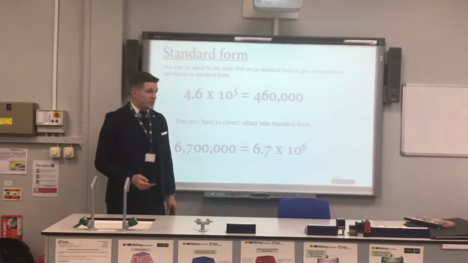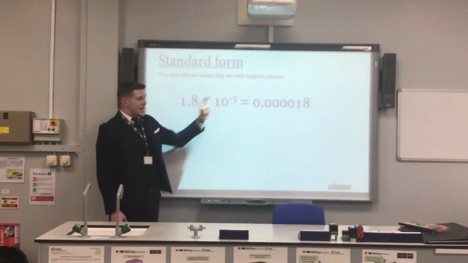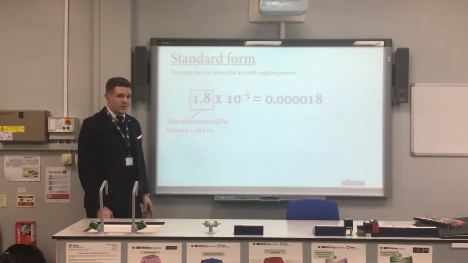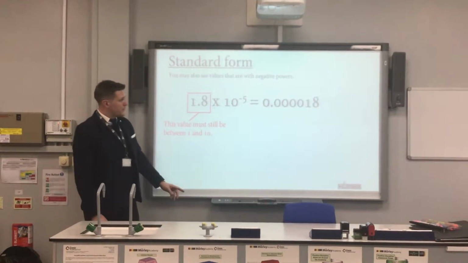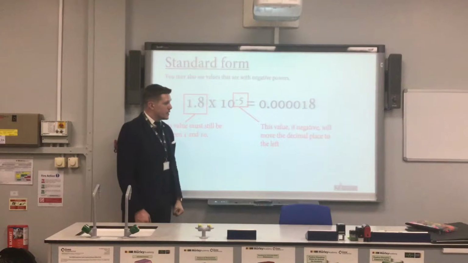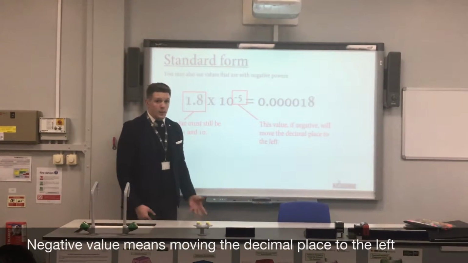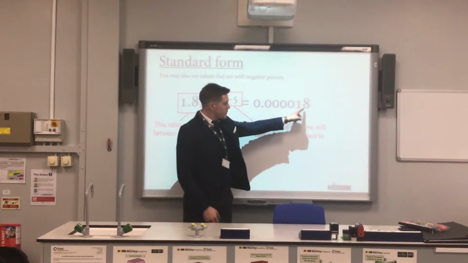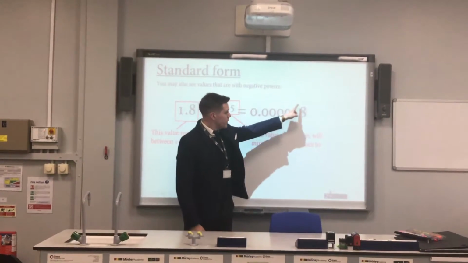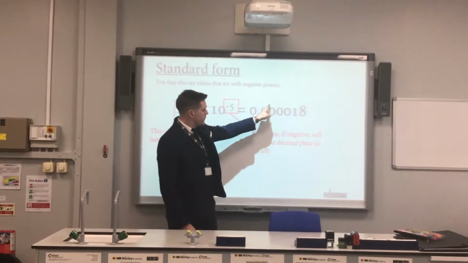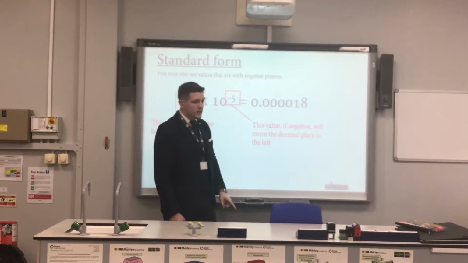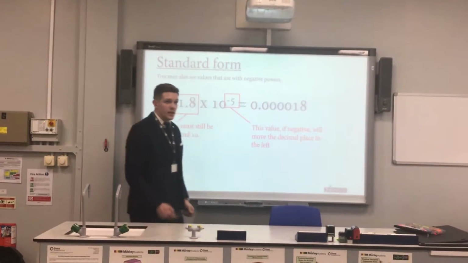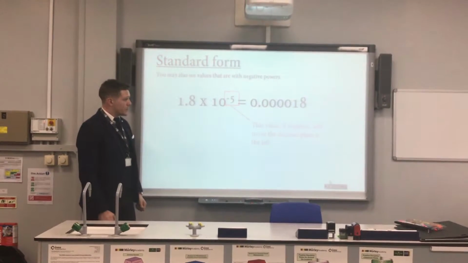This can change ever so slightly if we have negative powers. So, the same rule applies with our value. It still must be between 1 and 10, hence 1.8. But with a negative value here, we're moving our decimal place the opposite direction. We're moving it to the left. So we can see if the decimal place was at 1.8, I've moved it 1, 2, 3, 4, 5 times. Hence, I've been given 0.000018.